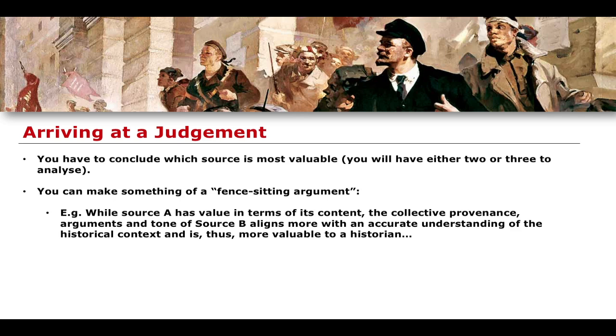And so you can come to a conclusion like, for example, while source A has value in terms of its content, the collective provenance, arguments, and tone of source B aligns more with an accurate understanding of the historical context, and thus is more valuable to a historian. This is something of a fence-sitting argument. It is coming down on one side. It is saying that source B is more valuable, but also suggesting that source A has value as well, but that just source B has a little bit more value. These are all the things that are really important for determining which source has the most value.